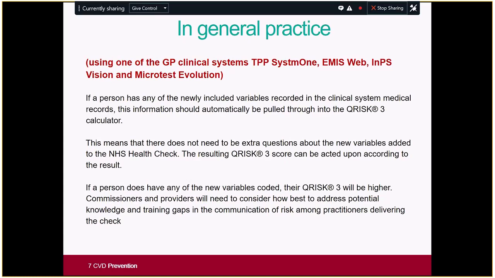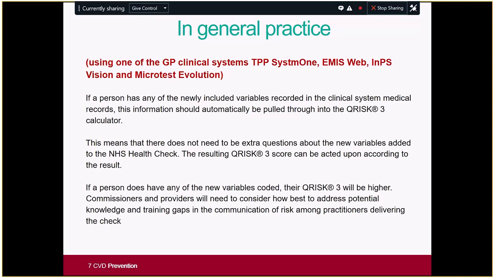If the patient doesn't have any of those variables coded, then their QRISK will remain as it would have done with QRISK3. But if they do have any of those, their QRISK will be higher. And actually that means there is a potential knowledge and training gap in the communication of risk that will need to be considered. I often get asked what's the difference between QRISK2 and QRISK3.